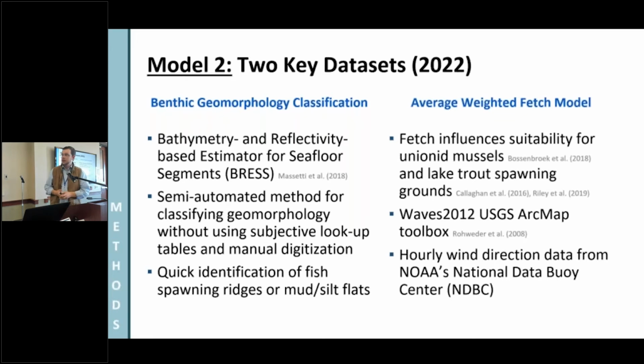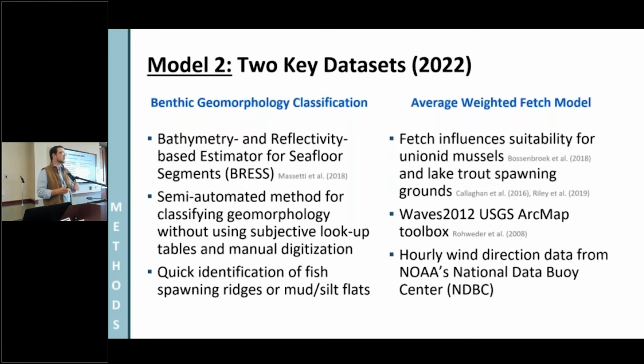The second data set that we incorporated into this model that was really important was an average weighted fetch model. So fetch, as many of you probably know, is the distance that wind blows over open water before encountering some kind of obstacle that would divert or slow down the flow of the wind. And fetch, from the literature, we found it's a really influential factor for the suitability of habitat for native unionid mussels and also for lake trout spawning grounds. So we created an average weighted fetch model.